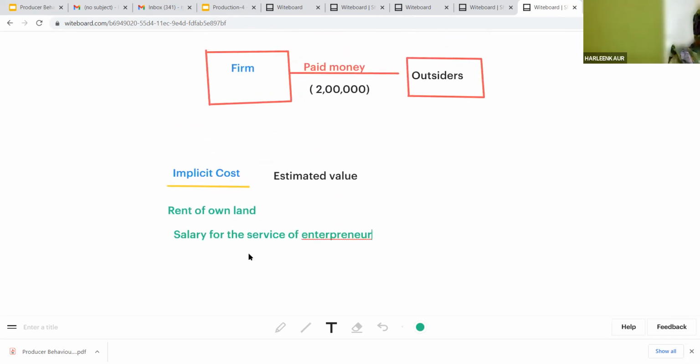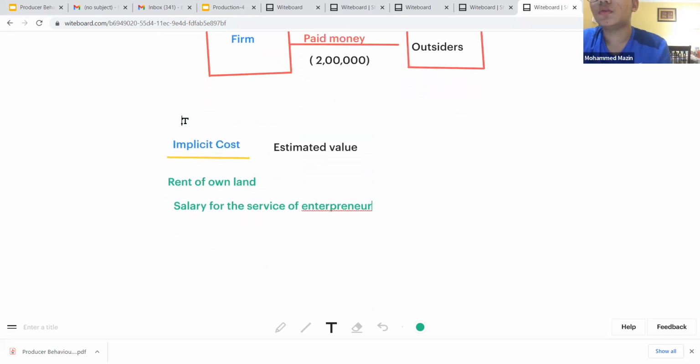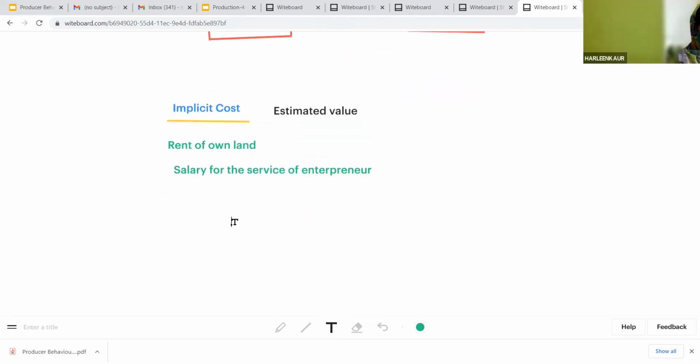So is there any doubt between implicit cost and explicit cost? No. So here you can see that implicit cost is where the firm is not paying anything, as he or she is the insider. He is using his own property, own land. The insider. So here no money is paid.